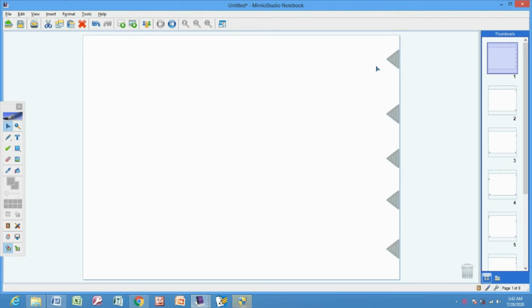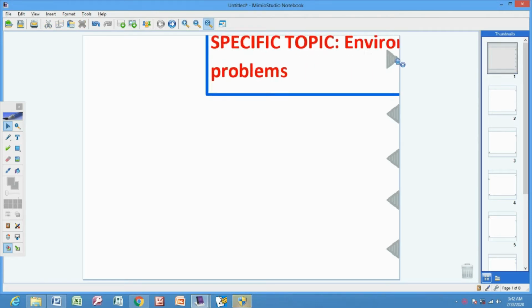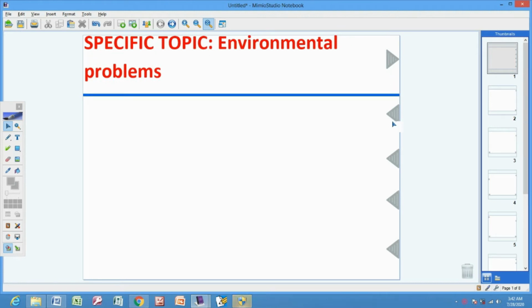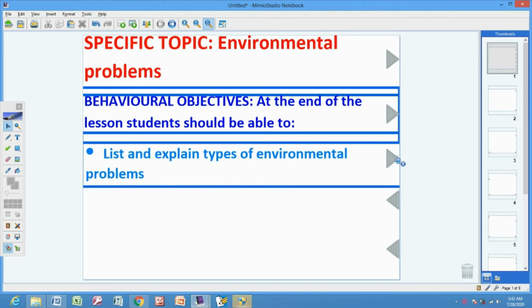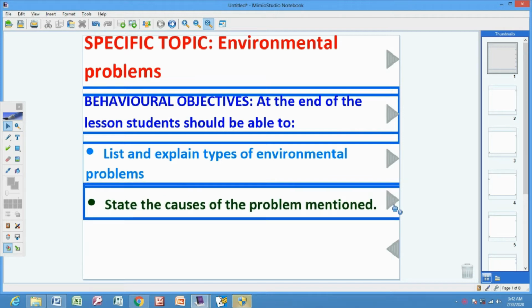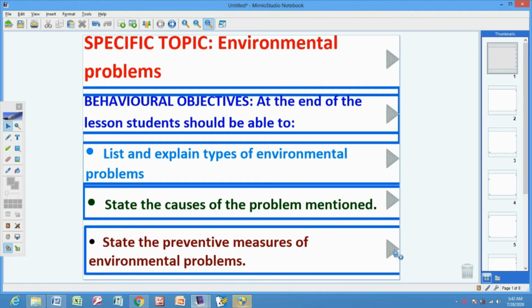Our topic for today is on environmental problems. So at the end of the lesson, we should be able to list and explain types of environmental problems, state the causes of the problem mentioned, and state the preventive measures of environmental problems.